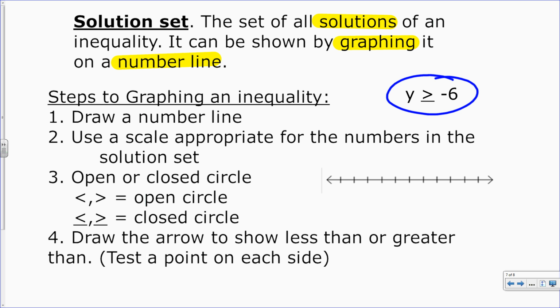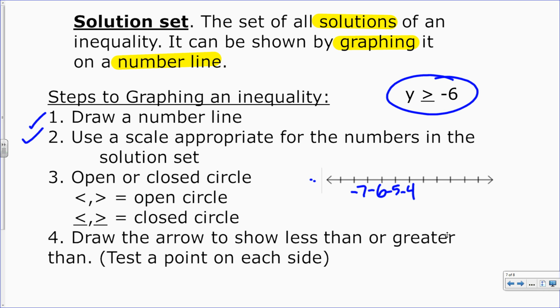Step number 1 is to draw a number line. So I've got my number line here. Step number 2 is to use the appropriate scale. I wouldn't want to start at 0 if I was graphing 45. Here I'm graphing negative 6, so I want to make sure negative 6 is somewhere on it. And then I would just put some numbers to the side of it, just to make sure I can show you where I am. You don't need to draw a lot of numbers in.